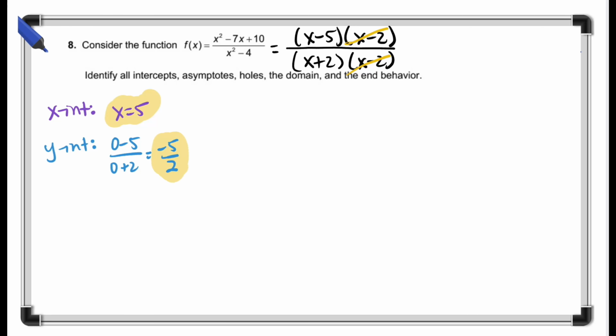I want to figure out what my vertical asymptote is. The vertical asymptote is the zeros of your denominator. So if I take x plus 2 and set it equal to 0, I get x is equal to negative 2.